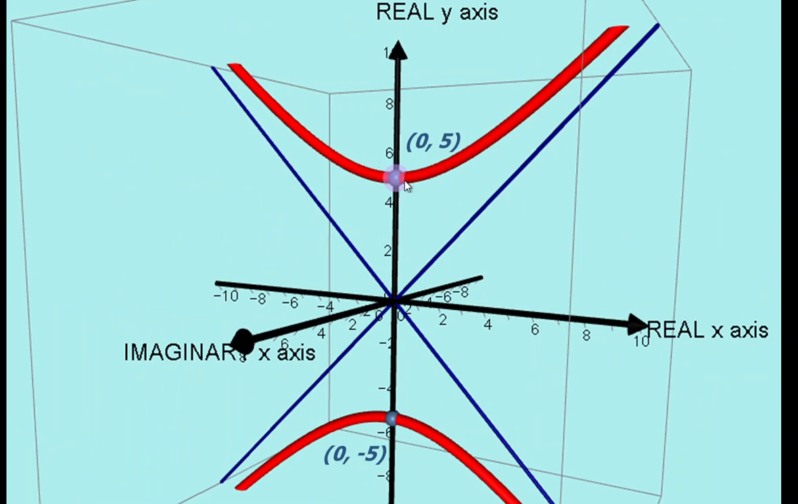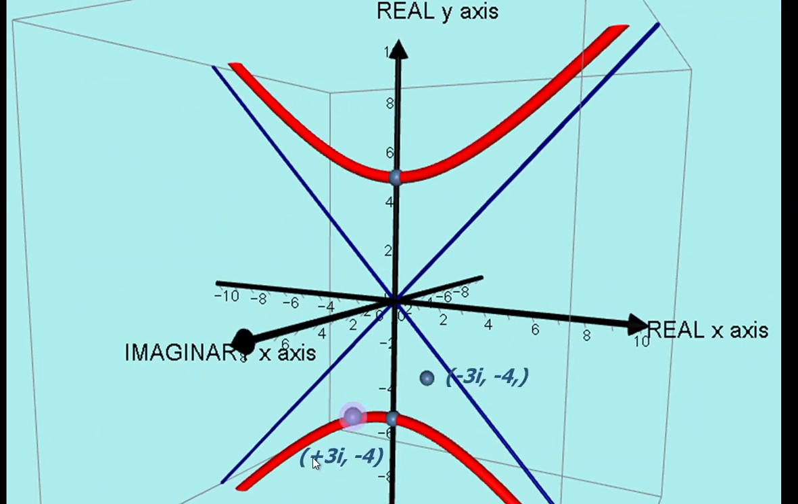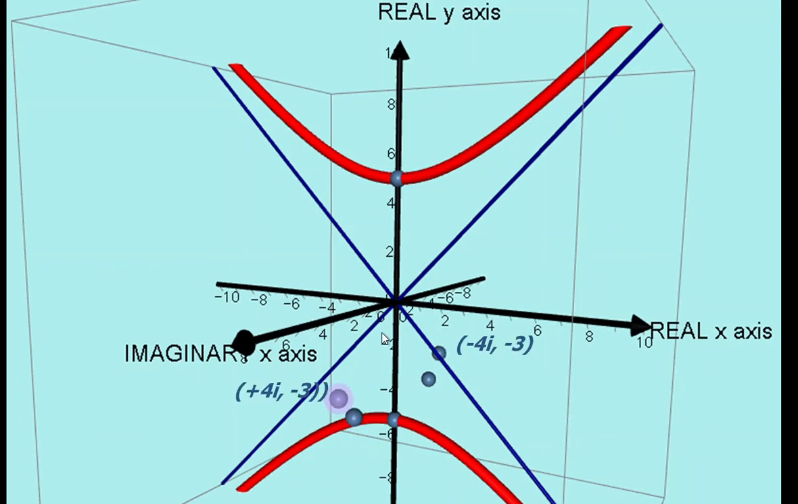First of all, 0, 5 is there, and 0, negative 5 is here. Now, the point positive 3i, negative 4 means you go along 3 in the i direction, and then down 4 to this point. And then the other point on this other side is negative 3i, negative 4, so it's along 3 there and then down 4 there. Next one, 4i, negative 3 is along 4, then down 3. Similarly on the other side.